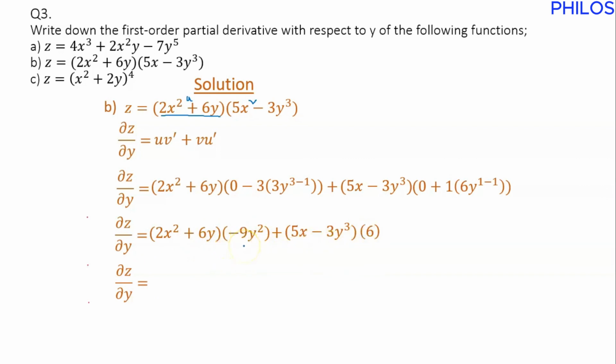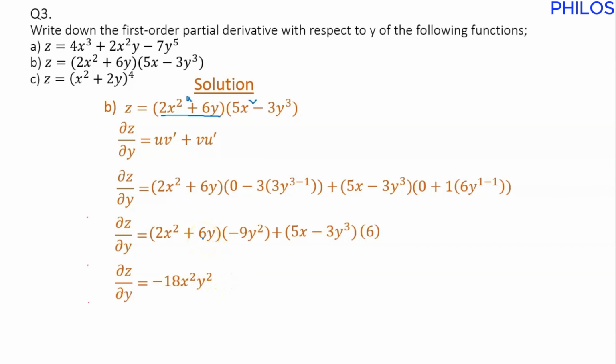together, if possible. Now negative 9y exponent 2 times 2x squared will give you what? So to multiply them, 2 times negative 9 is negative 18, isn't it? Multiplying x squared, y squared. So that will be negative 18x squared y squared.